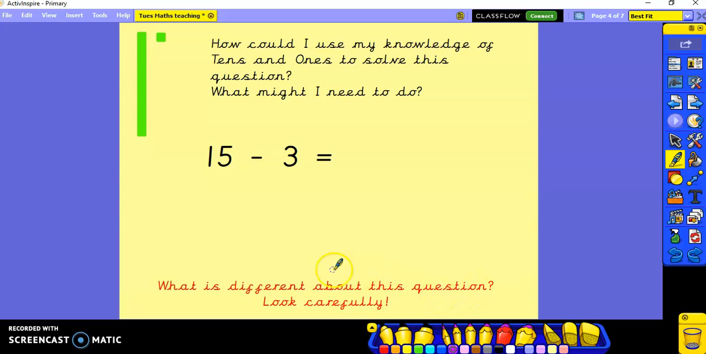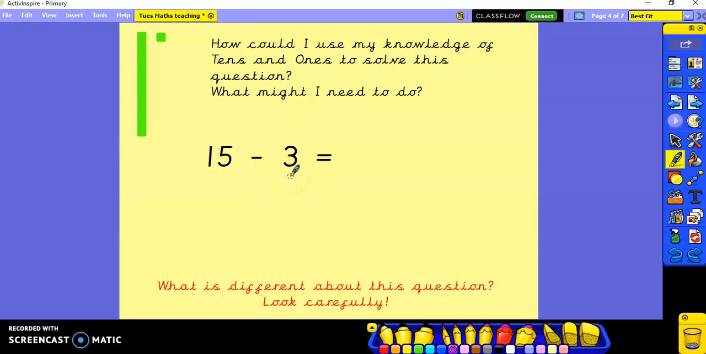Look very carefully. So I've got the same numbers in here. What has changed? Well done to everybody who spotted that it has got a subtract sign in the middle. A minus, subtract, take away, they all mean the same thing. So this time we are doing 15 take away 3.